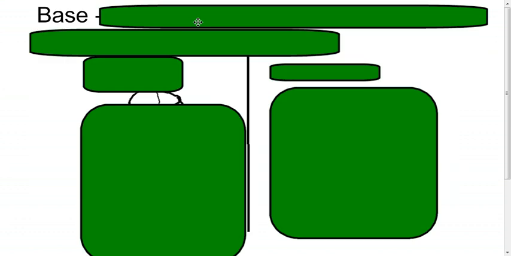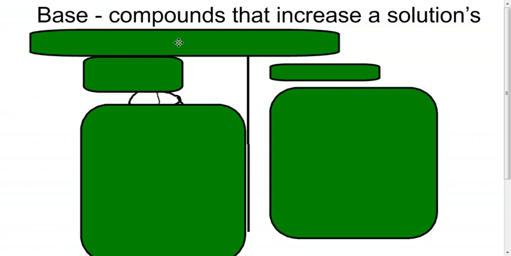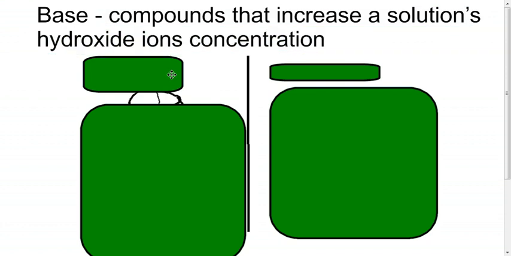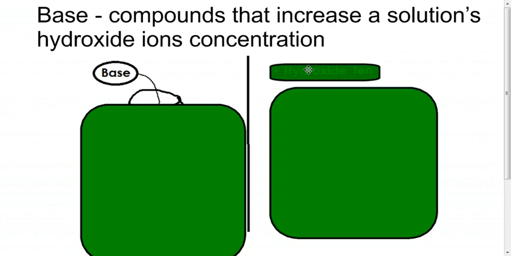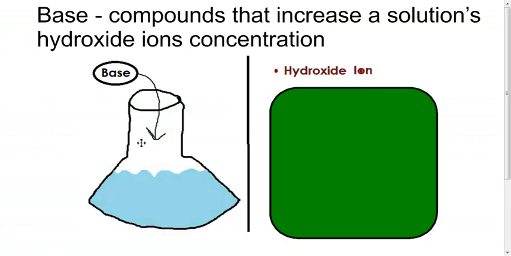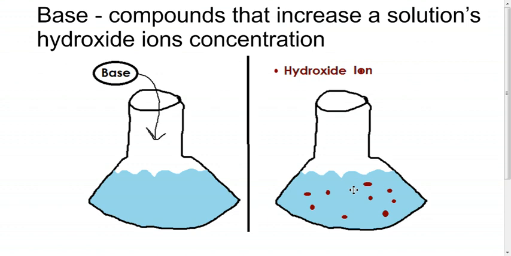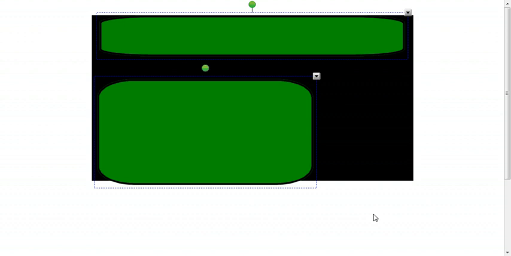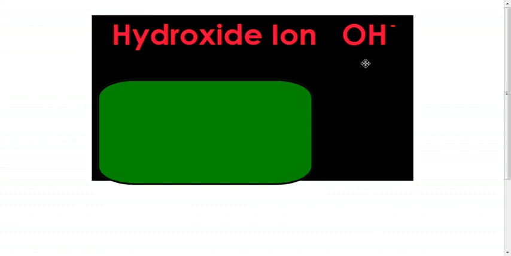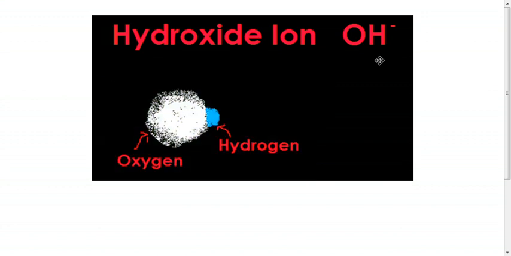Now, a base is very similar to an acid, except instead of increasing hydronium, the base increases the hydroxide ions. So I add the base to the water, and now I've got hydroxide ions floating around in there. Once again, you wouldn't see them, but they would be there. Now, a hydroxide is OH negative, so one oxygen and one hydrogen together with a negative charge.